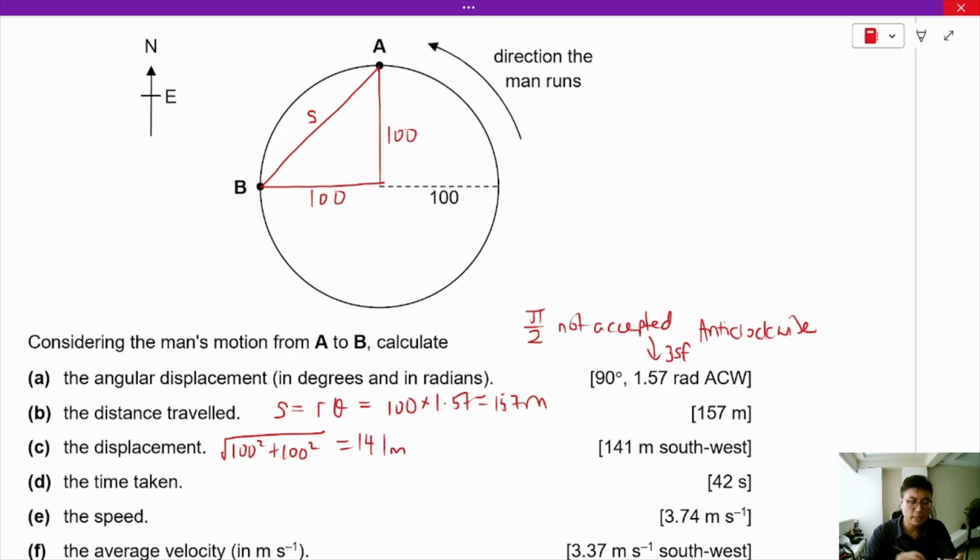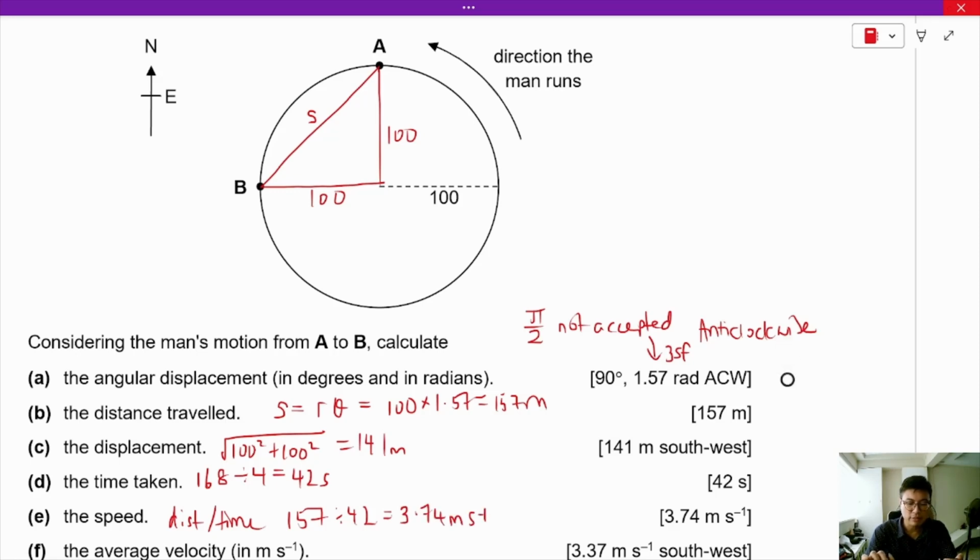Now what is the time taken? The time taken will be 168 seconds divided by 4, which will give you 42 seconds. So what is the speed? Now the speed will be the distance divided by time, and this distance over here will be 157 divided by 42, and that will give you 3.74 meters per second.